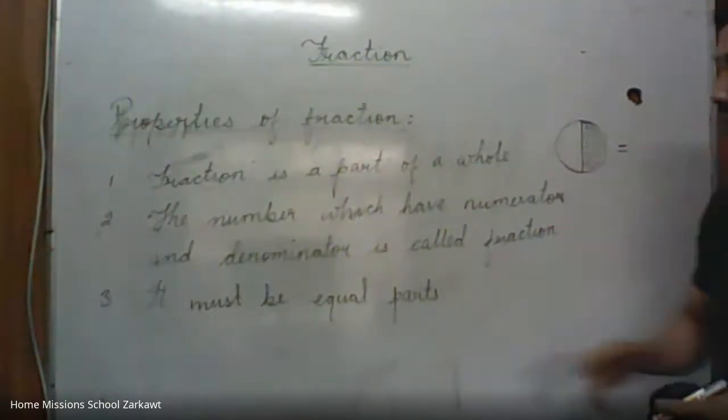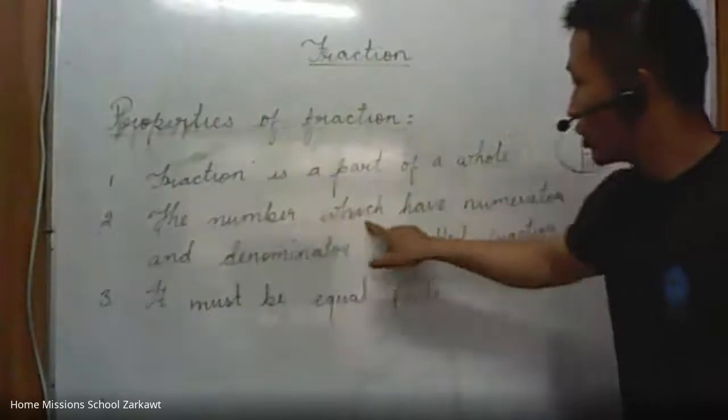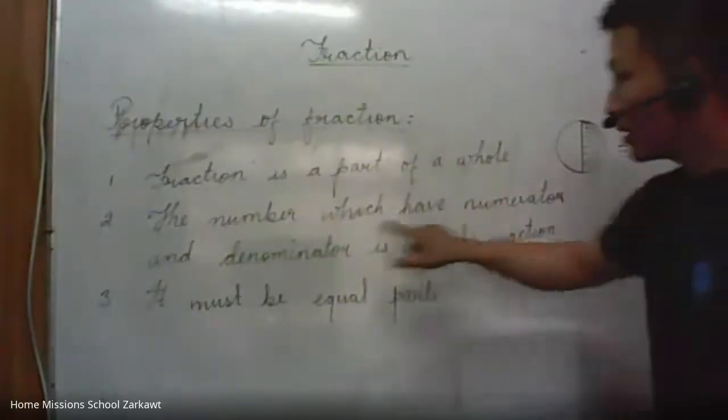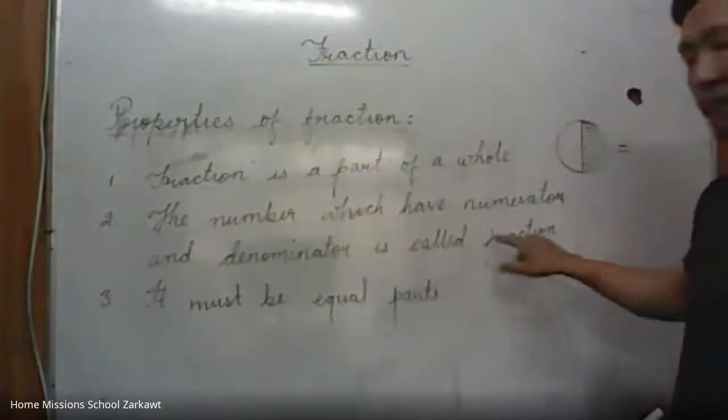Okay, look at the second property. The number which have numerator and denominator is called fraction.